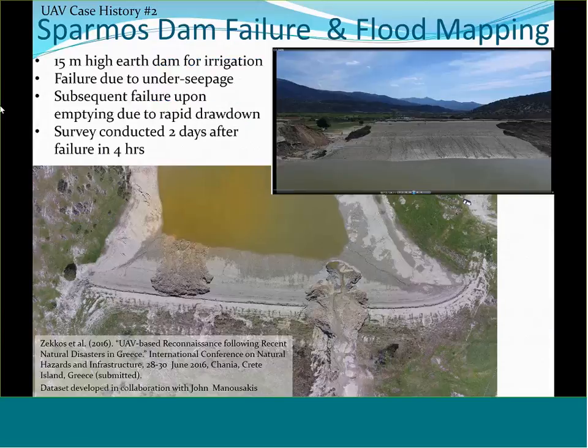The next slide discusses another case history of a dam failure that happened less than a month ago. It's Parmos Dam, again in Greece. This is a 15-meter high earth dam that is used for irrigation. Although the media suggested that this dam was overtopped, the evidence clearly points to an underseepage and piping type of failure.